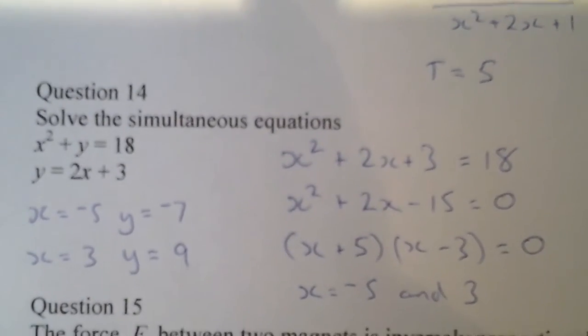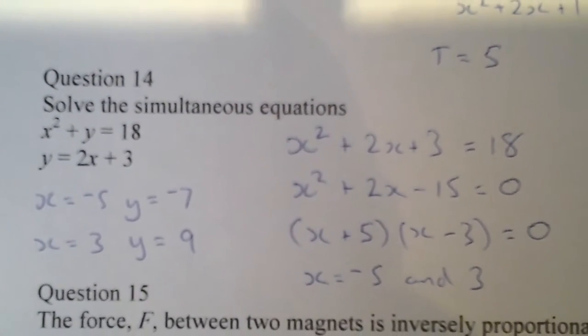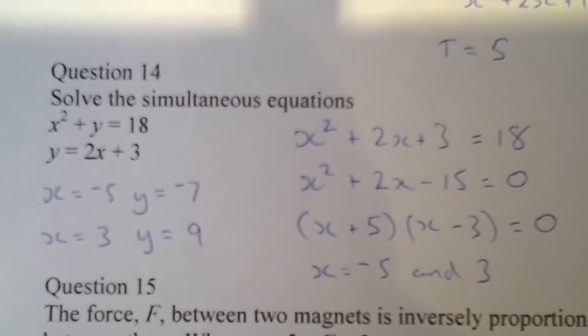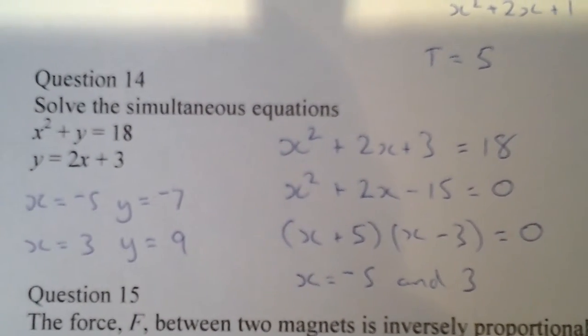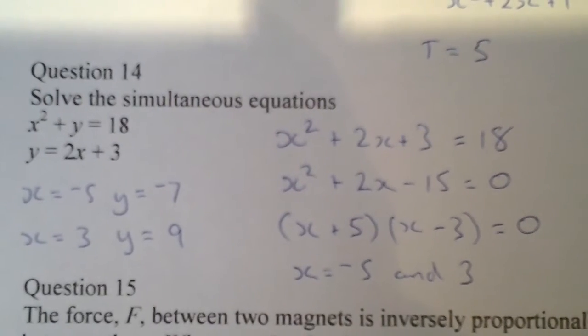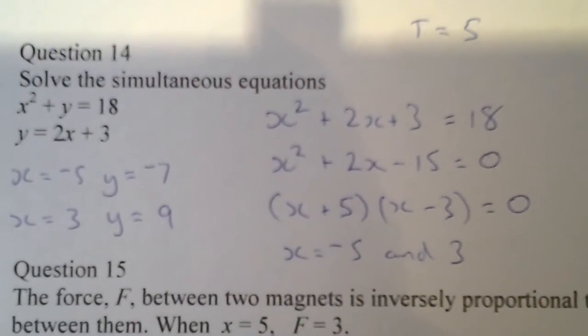Question 14, substitute the value for y. Notice it's not y squared, so it just forms a quadratic. Take away 18 from both sides to make it equal to 0. Factorise it. State the solutions.